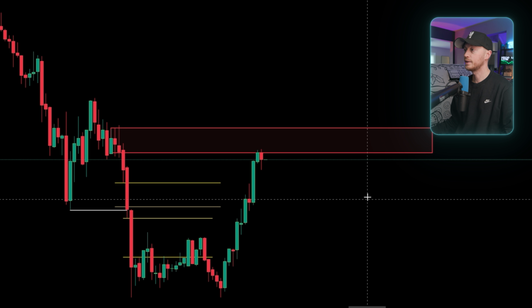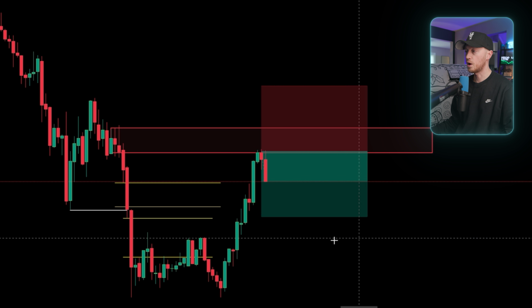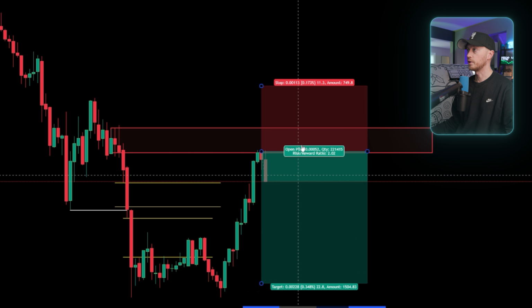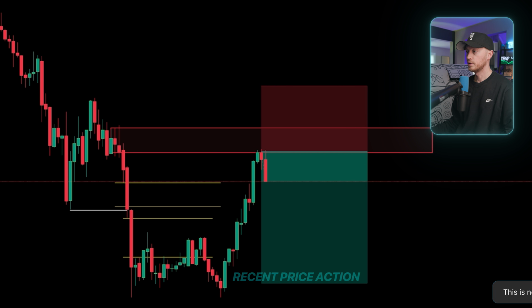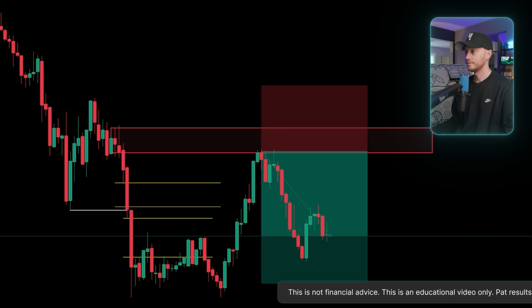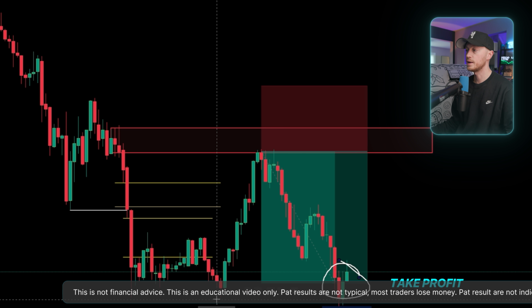Is price going to come back? There it is. So I'm getting short off of my supply right there. I'll target recent price action right here and let the thing play out. Slowly but surely, smash my take profit right there.